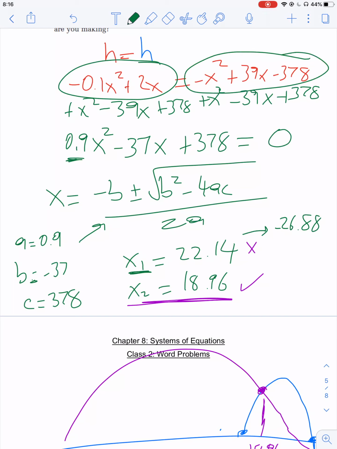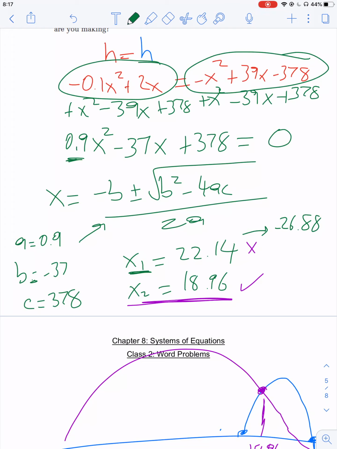Okay, and if you plug it into this equation, you're going to get the same thing. And just to be sure, I'm going to do that. So minus 1 times 22.14, then you square that, plus 39 times 22.14, and then minus 378. And that's not what I am getting. So that means I probably made a mistake. See, you should be getting the same thing unless you've made a mistake.